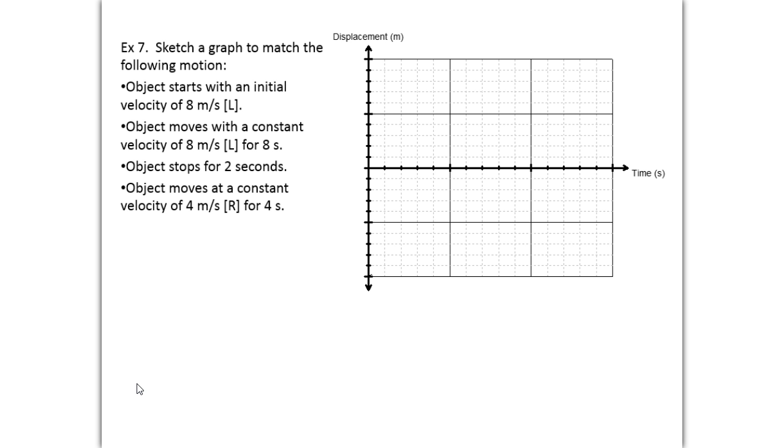Okay, last question on this section here. Sketch a graph to match the following motion. The object starts with an initial velocity of 8 meters per second left, then moves with a constant velocity of 8 meters per second left for 8 seconds, stops for 2 seconds, and then it moves at a constant velocity of 8 meters per second to the right for 4 seconds. So you can take a moment to finish that.